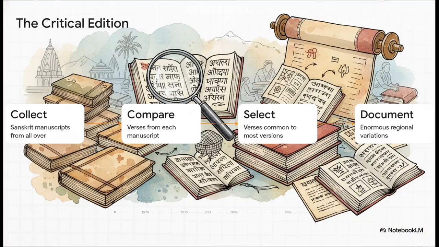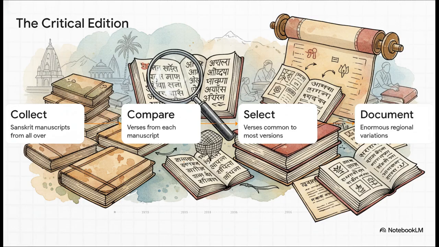Now, because this text was compiled over a millennium and spread out across an entire subcontinent, it naturally changed and evolved. To actually decode it, an Indian Sanskritist named V.S. Sukthankar kicked off this unbelievably ambitious project back in 1919. The goal? To create the critical edition of the Mahabharata.